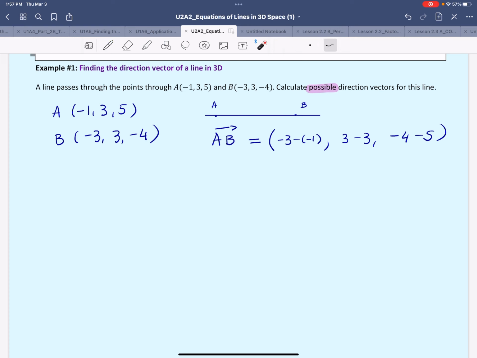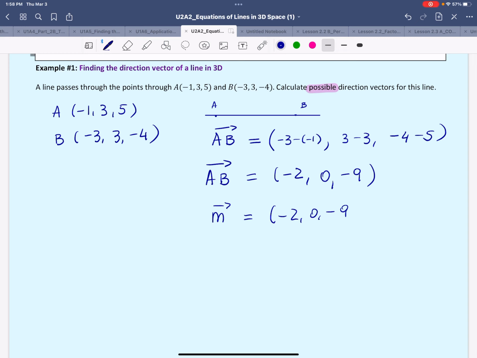Recall that to find the coordinates of AB from coordinates of B, we subtract the respective coordinates of A. So -3 minus -1, 3 minus 3, -4 minus 5. And then we obtain -2, and then we have 0, and then we have -9. So the line will pass through AB. We might as well call this the direction vector, (-2, 0, -9). But any multiple of vector AB can be considered as the direction vector of it.